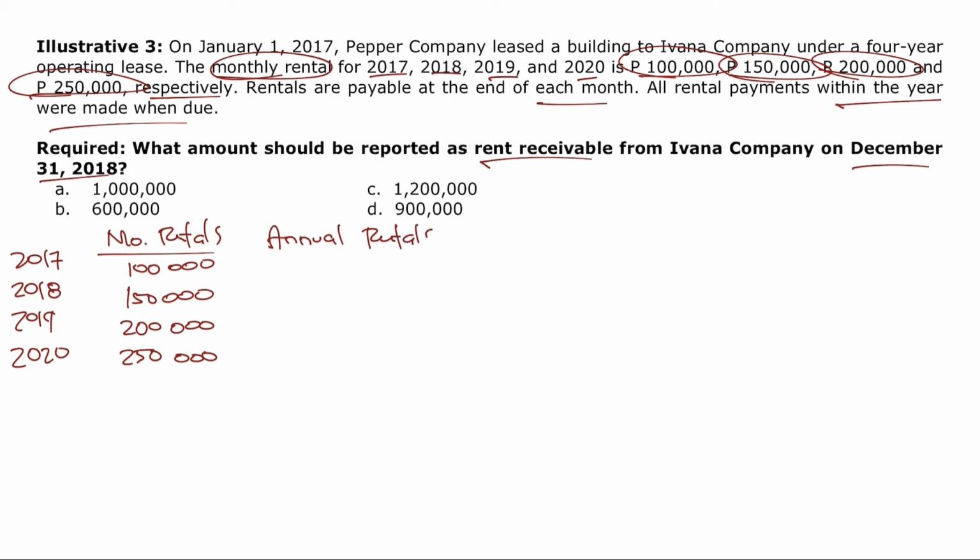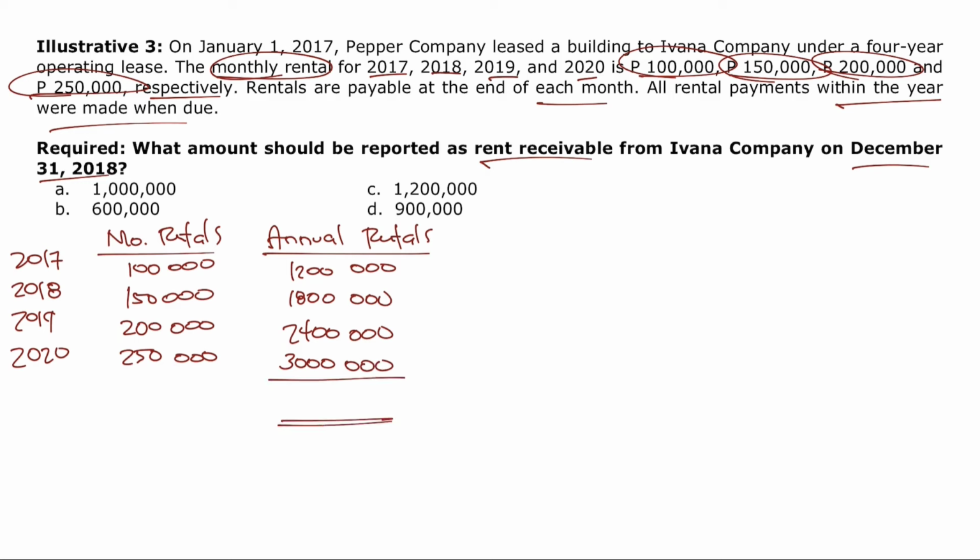Annual rentals received from Ivana will be 100 times 12 or that's 1.2 million. 150 times 12, this is equal to 1.8 million. 200 times 12, this is equal to 2.4 million. And then 250 times 12, this is actually equal to 3 million pesos. And adding these 4 annual rentals will give us how much? 1.2 plus 1.8 plus 2.4 plus 3 million, or this is equal to 8.4 million.